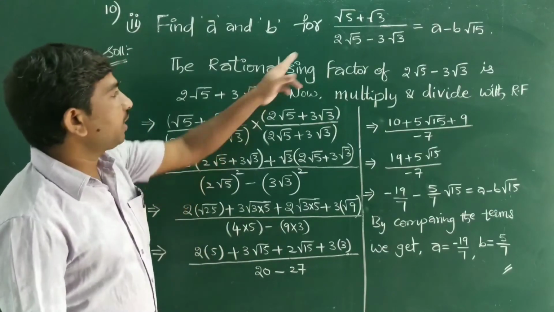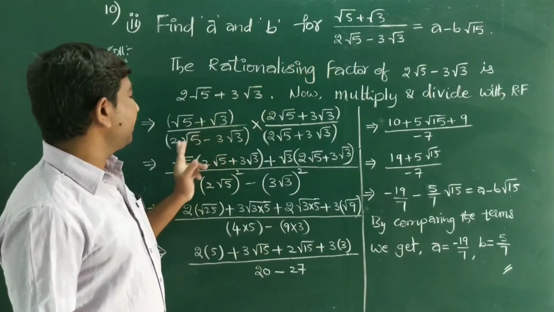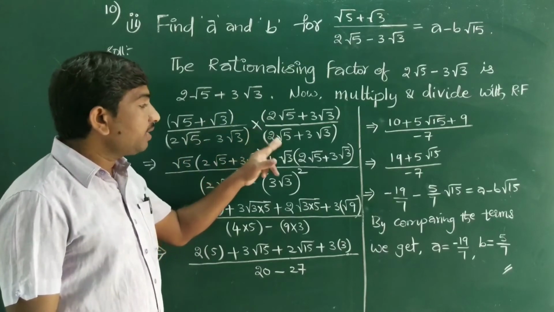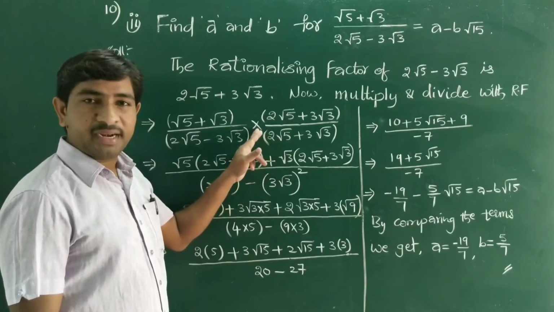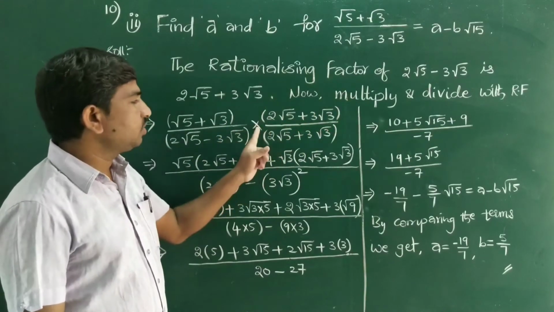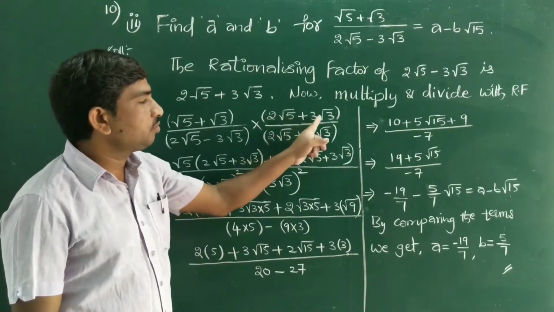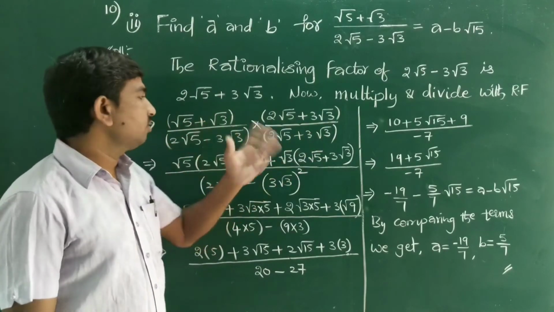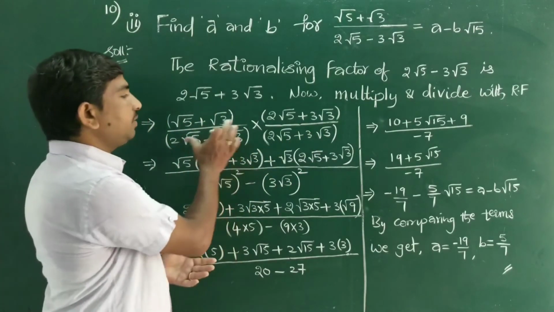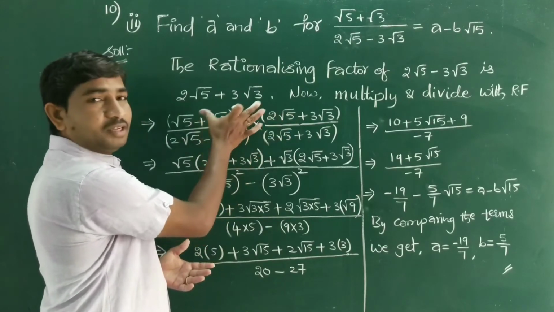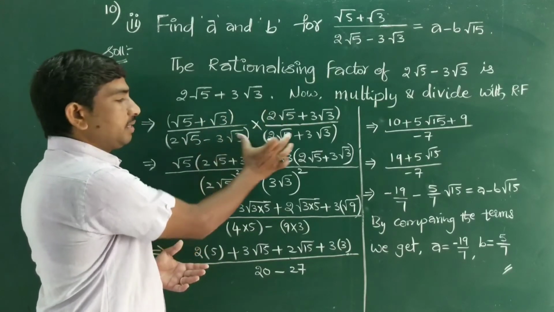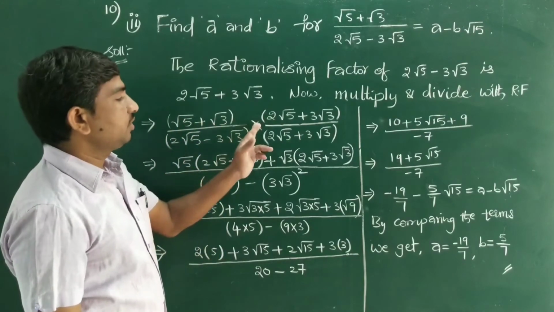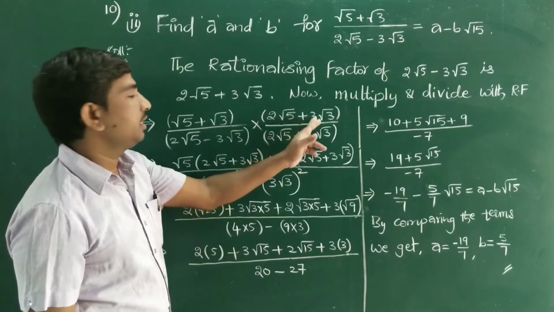See, right. So write (root 5 plus root 3) by (2 root 5 minus 3 root 3). This is our given problem. And multiply and divide here. So multiply and divide with the rationalizing factor, means into (2 root 5 plus 3 root 3) by (2 root 5 plus 3 root 3). So now observe the multiplication of the numerator: multiply numerator to numerator and denominator to denominator. See here, (root 5 plus root 3) into (2 root 5 plus 3 root 3).